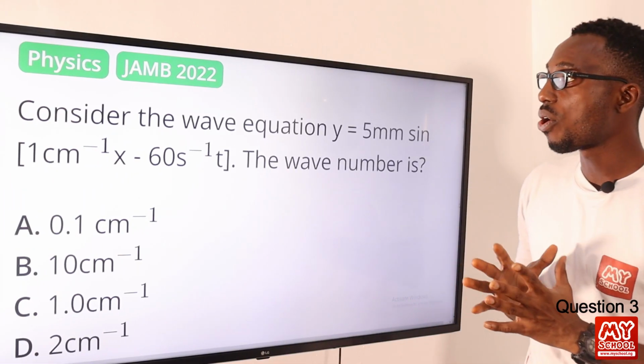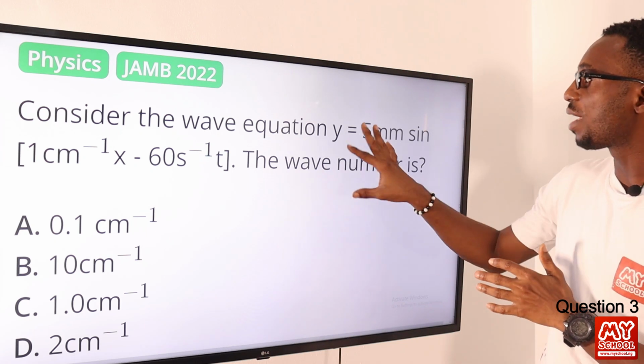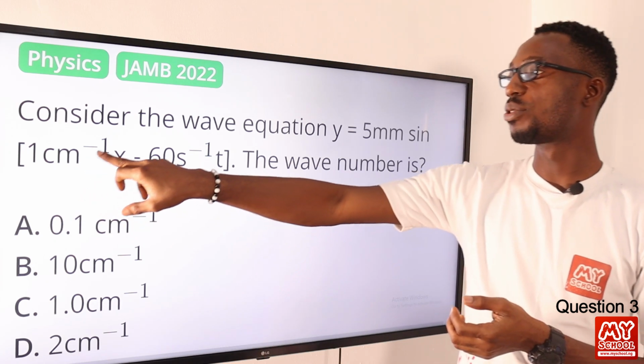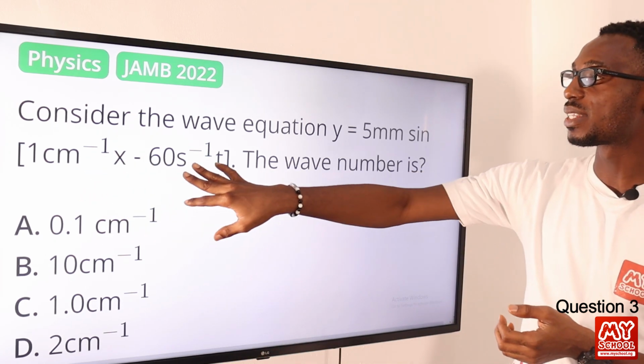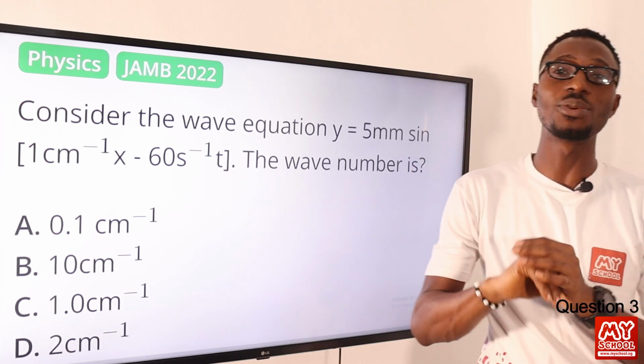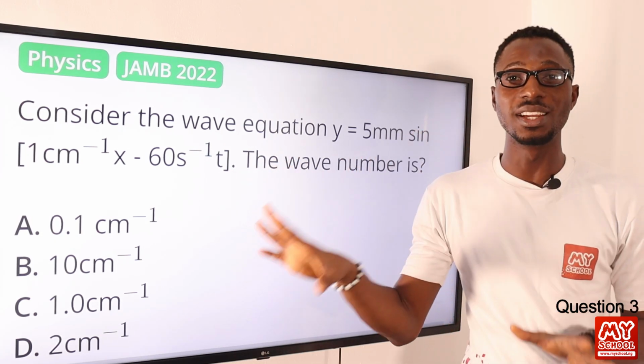3. Consider the wave equation y equals 5 mm sine, we have 1 cm^-1 x minus 60 s^-1 t. The wave number is what? All right, so I intentionally pronounced all of this, including their units.